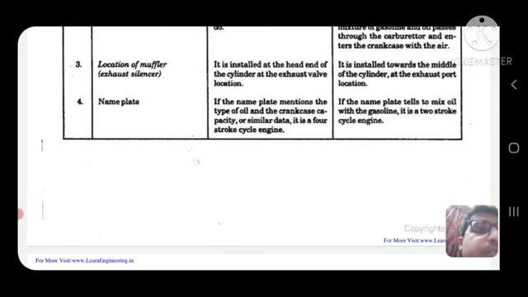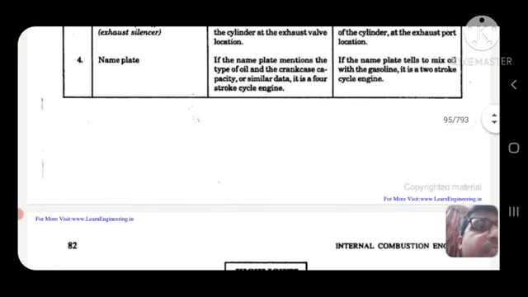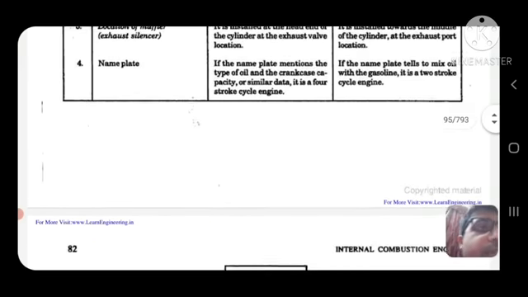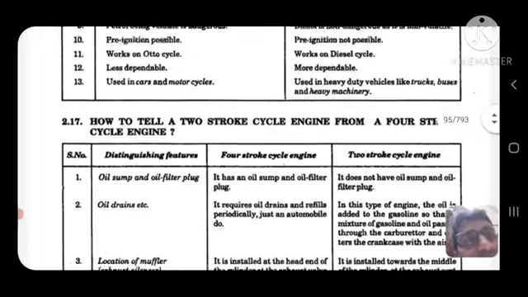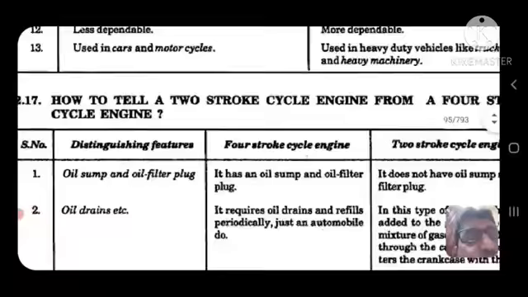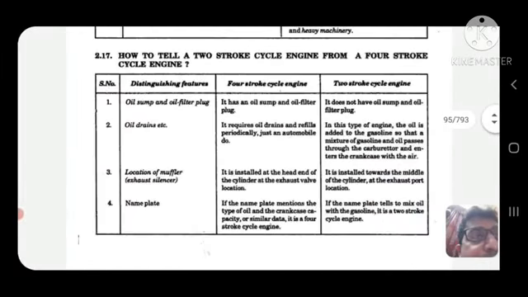Nameplate: if the nameplate mentions the type of oil and the crankcase capacity or similar data, it is a 4-stroke cycle engine. If the nameplate tells to mix oil with the gasoline, it is a 2-stroke cycle engine. Okay, so these are the differences between 2-stroke cycle and 4-stroke cycle.